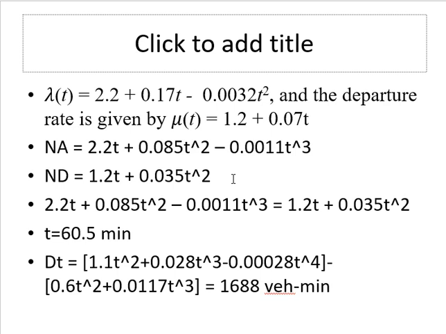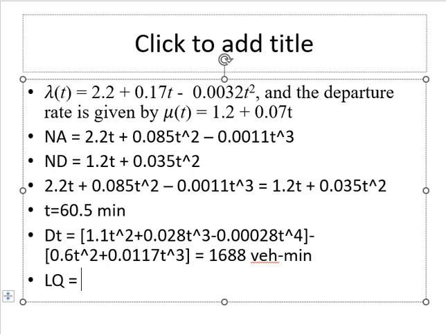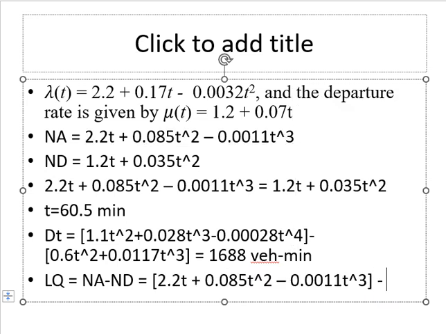How do I get the equation of the Q? Tell me. What do we define as Q? Q is what? Difference between the two curves. Okay. The difference between arrival and departure. Do I have an equation for arrival? Yes. Do I have an equation for departure? Yes. If I take the difference of these two equations, will it not become the equation of length of the queue? Okay, length of the queue is weakest arrived minus weakest departed. So it is this equation minus this equation.